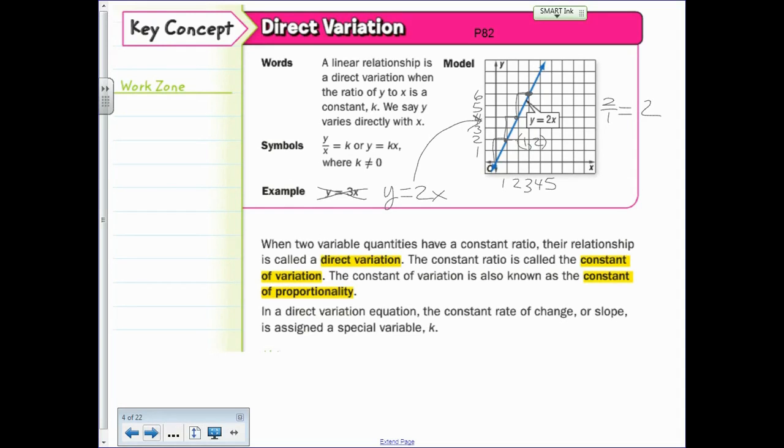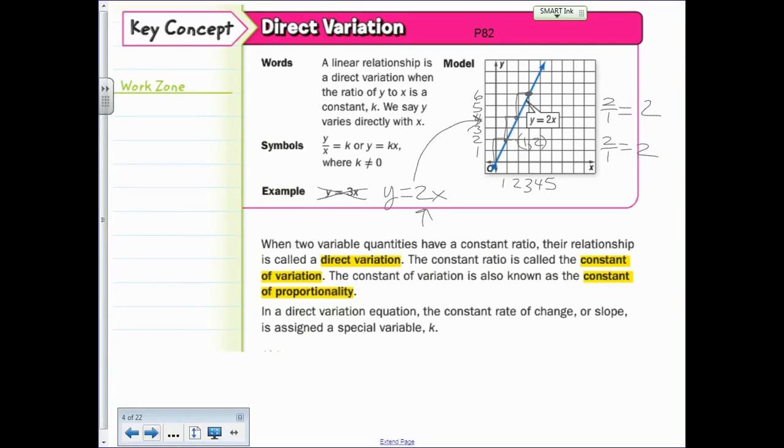At the same time, if I divide y by x, I get 2 over 1 or 2. So whether I find the slope or I find the constant ratio, it's the same. It comes out to be 2, which is why there is a 2 in front of that x. It says when two variable quantities have a constant ratio, the relationship is called a direct variation. The constant ratio is called a constant of variation. The constant of variation is also known as the constant of proportionality.